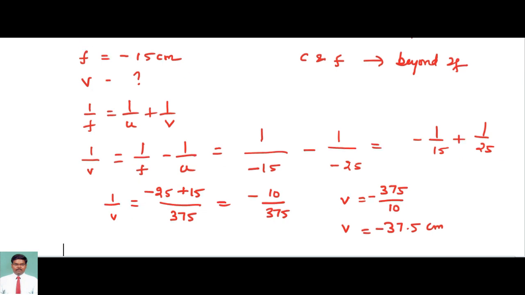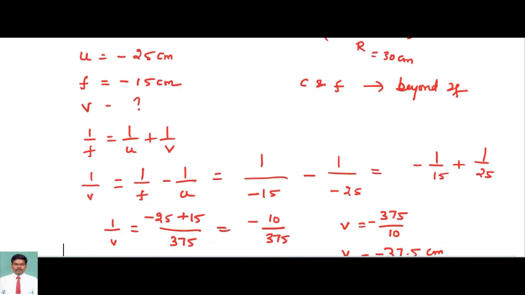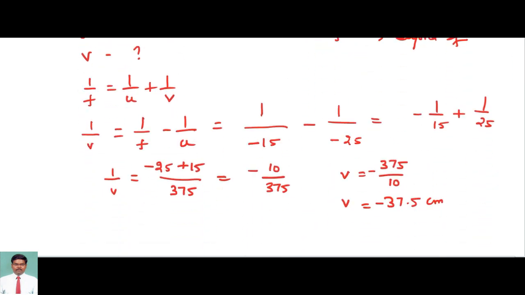So the image is formed at a distance of 37.5 centimeter. So 37.5 centimeter means, and R is equal to 30, it is forming somewhere here, 37.5. And now we try to calculate the size of the image that is formed. Since it is a minus sign, it will be from the pole to the left side at a distance of 37.5, the image is formed. Now we use the magnification formula.